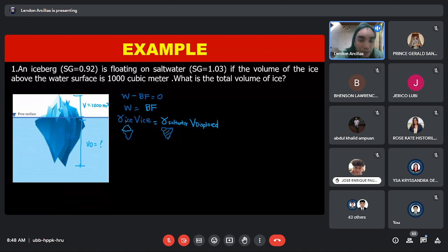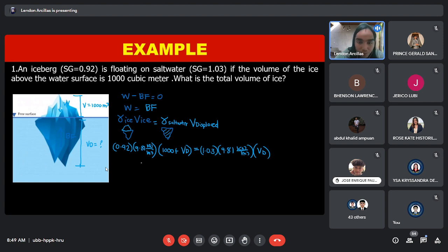So, the specific weight of ice, that is 0.92 times 9.81 times the volume of the ice is equal to 1,000 plus the volume displaced. Okay? So, yung buong ice equal to the volume displaced dito, which is equal to the specific gravity of salt water, 1.03 times 9.81 times the volume displaced, which is unknown, VD.